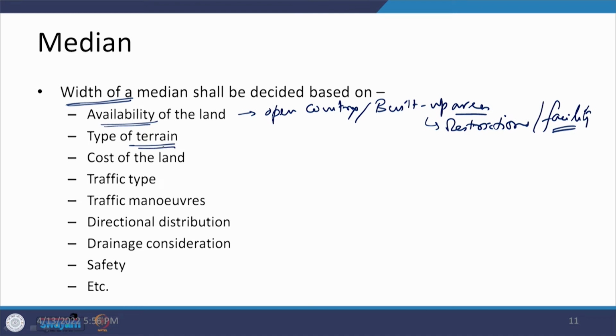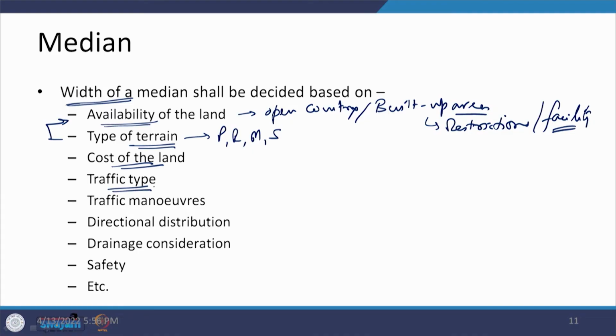Type of terrain condition, we have looked at these terrain conditions and their effect when we were talking about even the shoulders. So, the type of terrain, whether it is plain, rolling, mountainous or steep, they are also going to make a difference, because then again this is going to be correlated with the availability of land. The cost of land is another issue. You have the land available in an area, but the cost is so high, and if you have to acquire it, then the cost of project is going to increase a lot. So, then probably you are going to compromise something in terms of the width of the median.